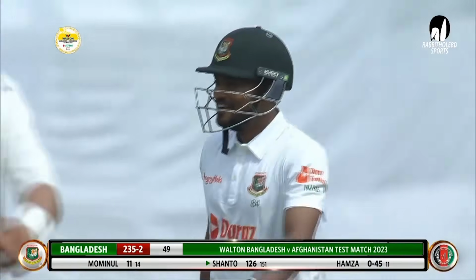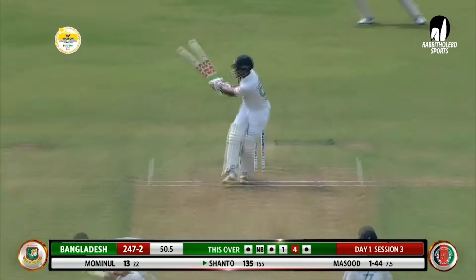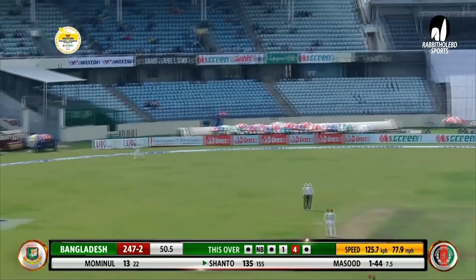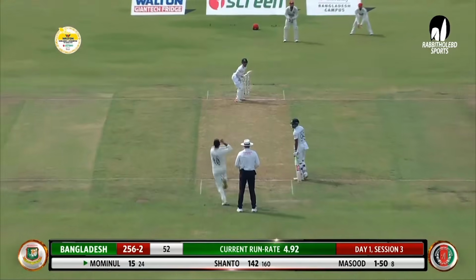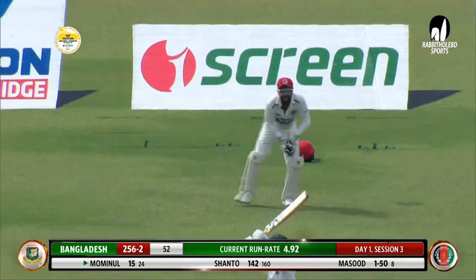A nice one. Still the first day. High in the air. Is this a chance? No, that's cleared. As expected, taking it short.